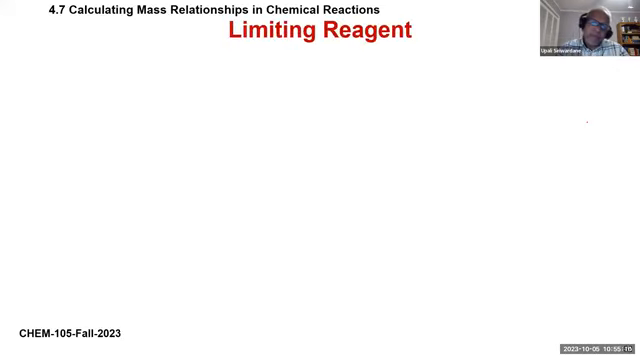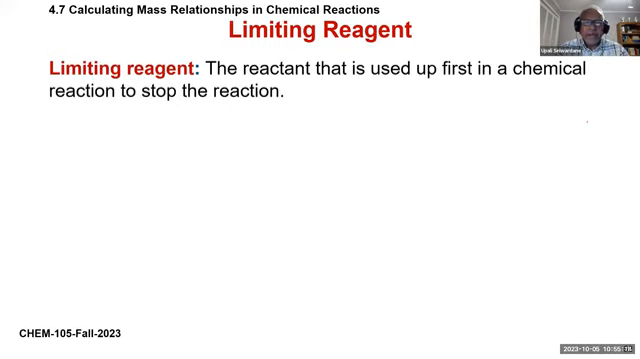Now, there's one more concept involved in stoichiometry. It's called the limiting reagent. The limiting reagent is the reactant used up first in a chemical reaction. If a chemical is used up first, it stops the chemical reaction. Therefore, when doing a stoichiometric calculation, finding the limiting reactant is important.